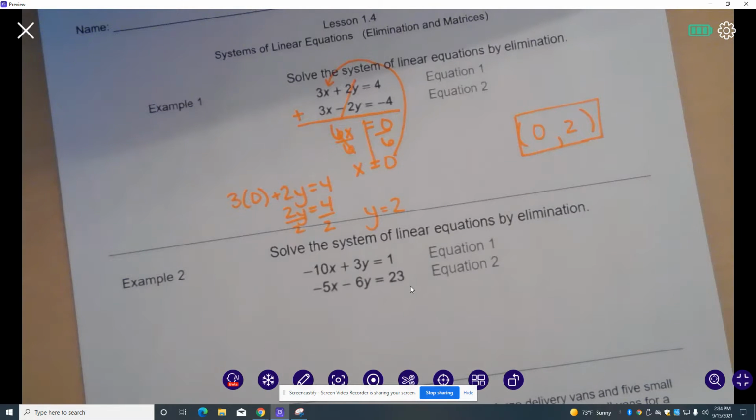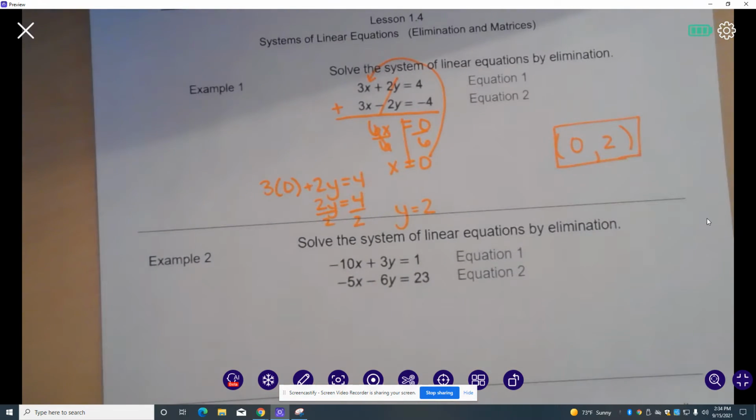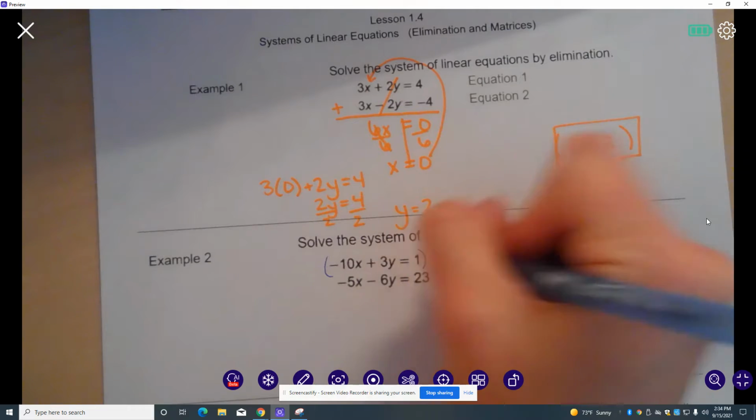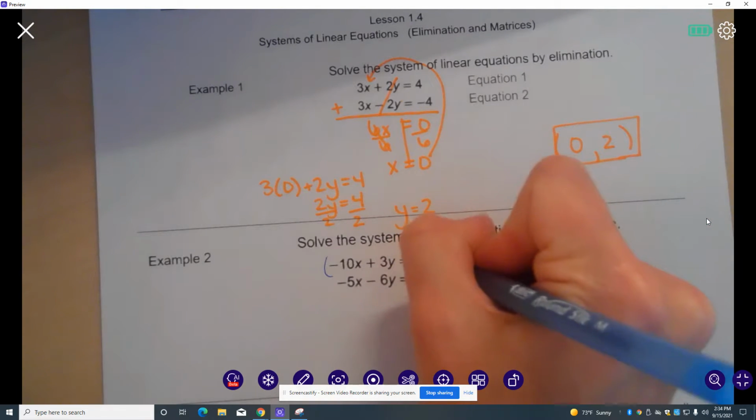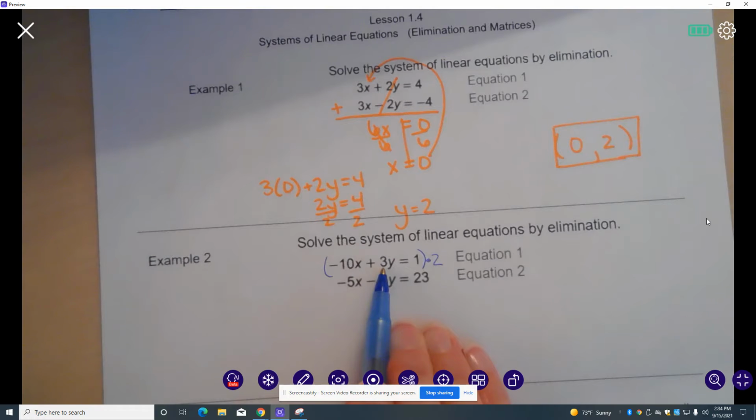In example 2, we're going to solve by elimination. I notice, however, that when I'm looking at the coefficients in front of my variables, I can't just add right away. If I were to add, neither the x's or y's will cancel. So I want to ask myself, is there anything I can multiply these equations by to make it so that I have opposite coefficients? I notice that I could take my top equation and multiply it by 2. Notice that will make this coefficient become positive 6. And so that way, when I add, I'll have a positive 6 and a negative 6. So the y's will cancel.